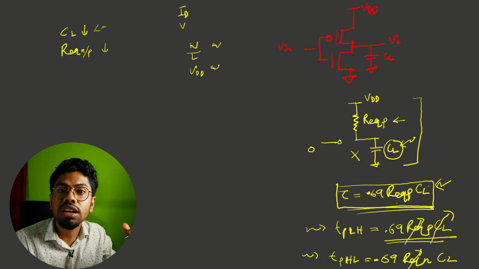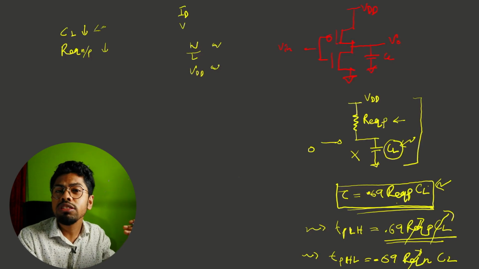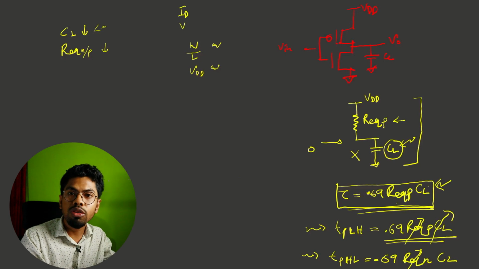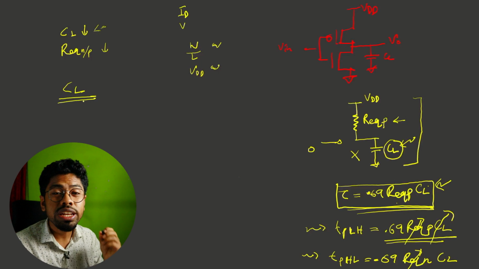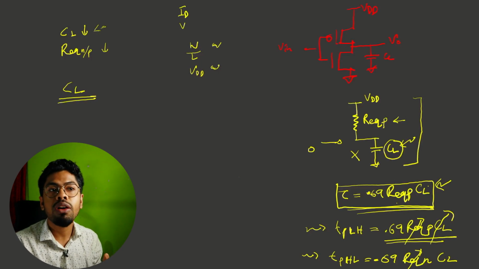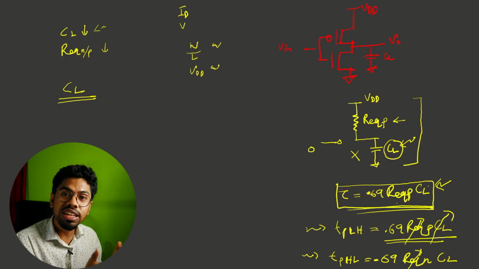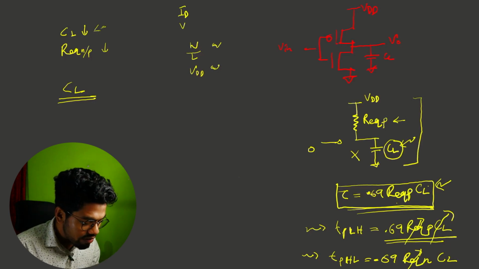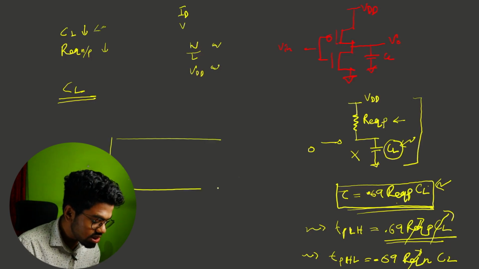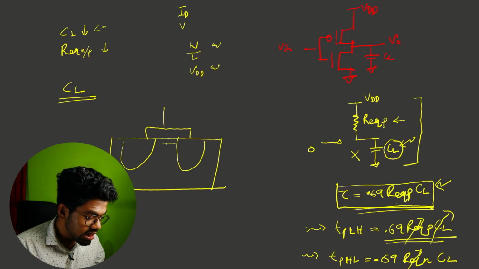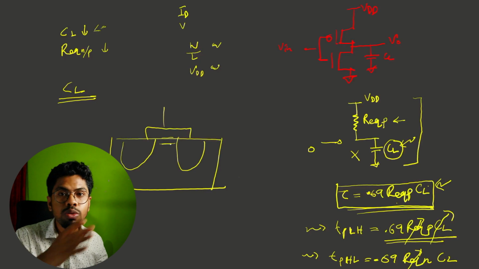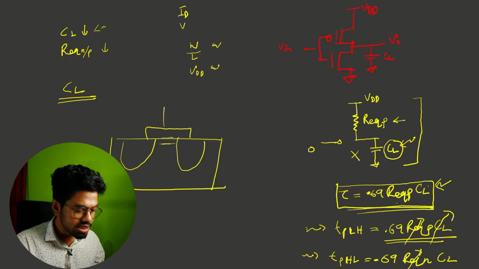So let us first try to reduce the CL, and then we'll see if we can reduce our R equivalent also. To know the sources of CL, the capacitance, we need to quickly brush up the capacitances in our MOSFET. Because this is your MOSFET, and here you have your diffusion area, here you have your gate, and this channel is actually forming two layers. So we will have some parasitic capacitance here.